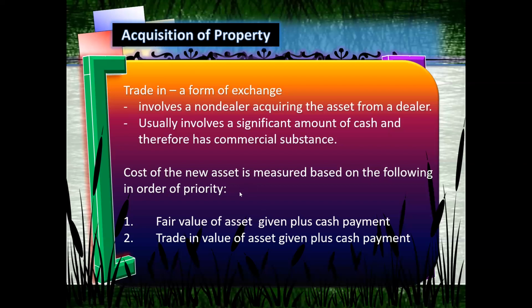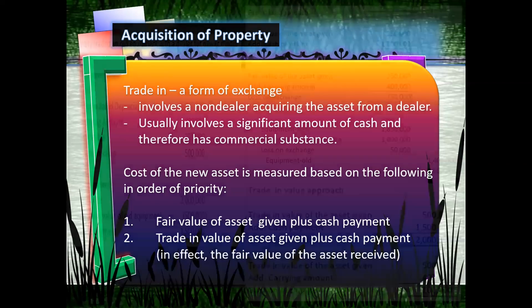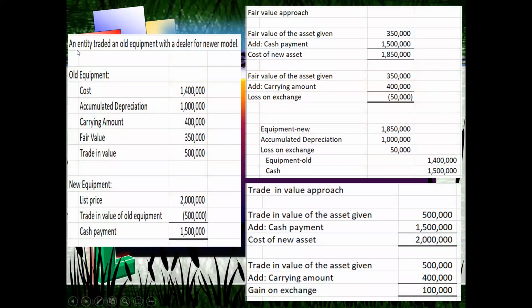So we have here an example, a sample problem. Here an entity traded an old equipment with a dealer for a newer model. So ito yung details ng old equipment. So yun yung cost niya, yung accumulated depreciation niya. So ang carrying amount niya ay 400, no? So that's 1.4 million minus 1 million. So 400,000 na lang ang kanyang carrying amount. So fair value is 350. Then trade-in value is 500,000.